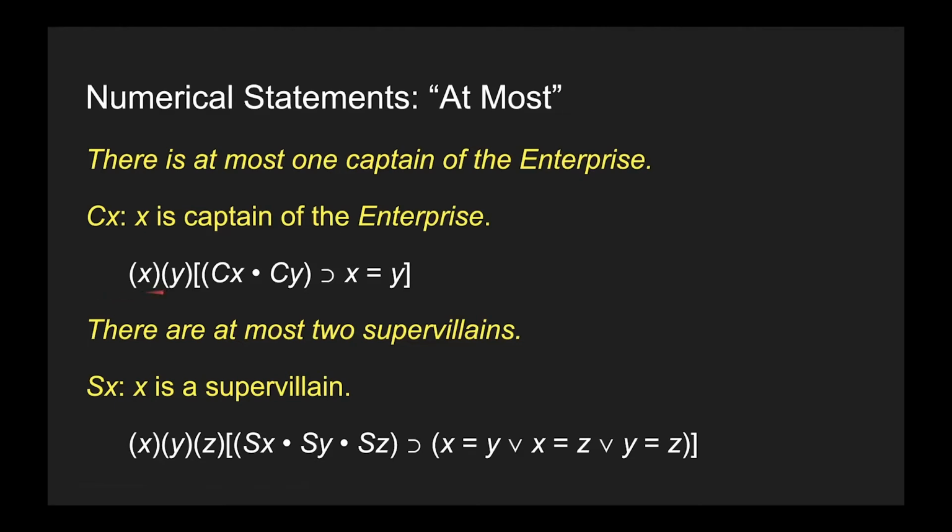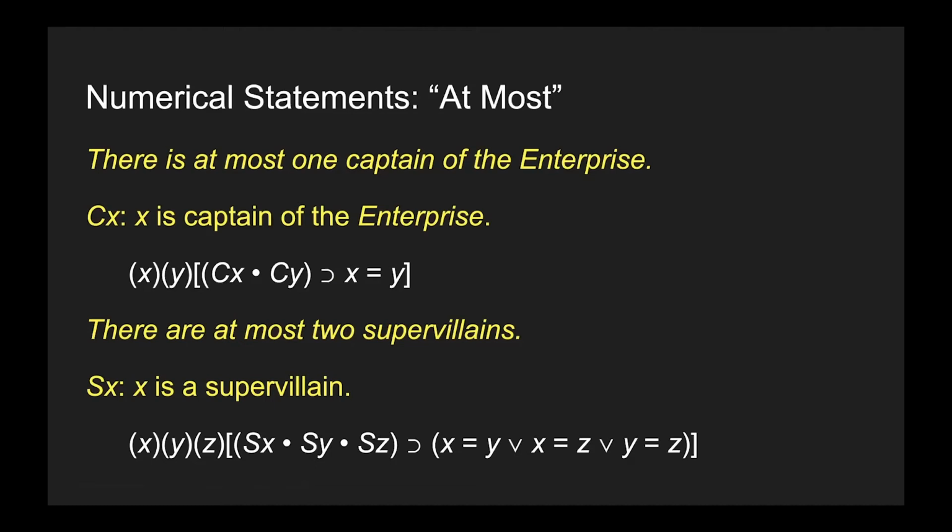It says for all X and for all Y, in other words, for any two X's and any two Y's, if X is a captain of the Enterprise and Y is captain of the Enterprise, then X and Y have to be identical to each other. In other words, if there's more than one captain of the Enterprise, they have to be identical to each other, which is a way of saying there is at most one captain of the Enterprise, because the second you get more than one captain of the Enterprise, it's just identical to the first captain of the Enterprise.